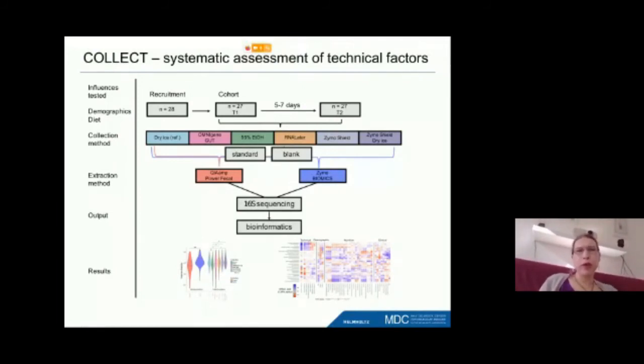So we took volunteers, sampled them over time, and replicated the analysis using a variety of different DNA collection methods and the different DNA extraction methods, then the same underlying analysis pipeline, and using the software package MetaDeconfounder that I mentioned before to analyze it.